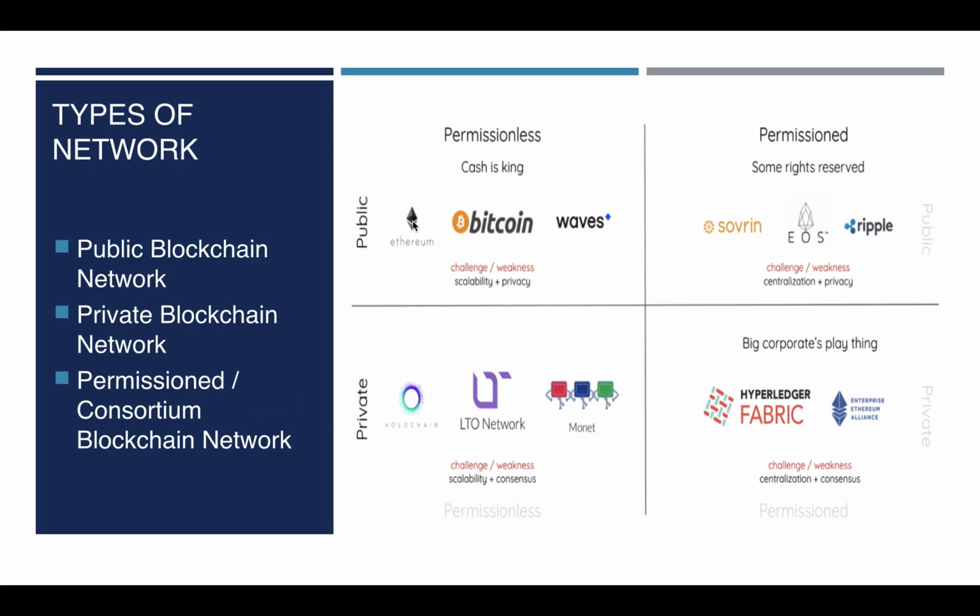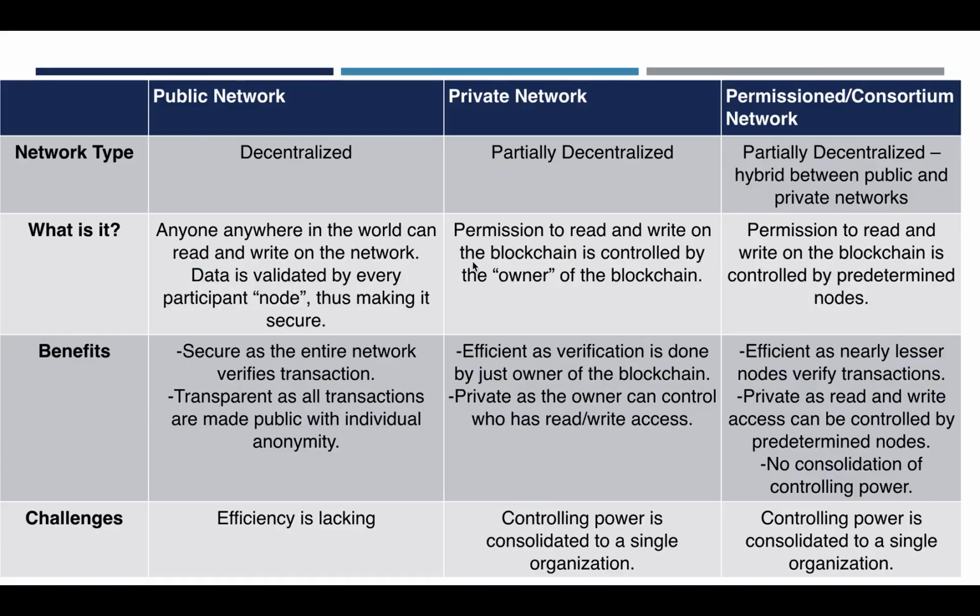You can also have a look at all the other types of networks as well. Please go through this slide to understand the difference between the public network, private network, and permissioned or consortium network. This slide tells you the differences between public, private and consortium networks in terms of their network type, who can be part of these networks, what the benefits of these networks are, and what challenges these types of networks are currently facing. Please go through this slide.